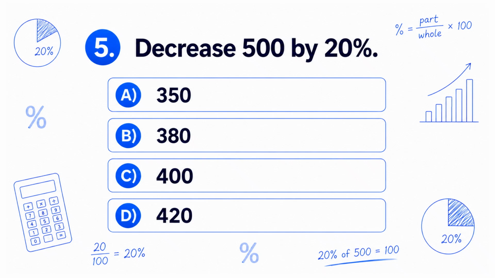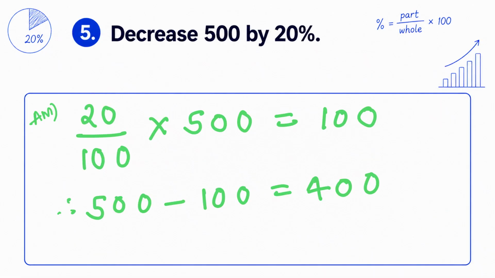Fifth question is to decrease 500 by 20%. We know that 20% of 500 is equal to 100. Therefore, we just need to subtract 100 from 500. Then we get answer as 400. So, the correct answer is 400.